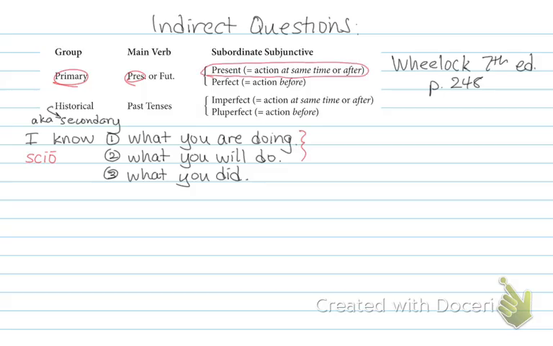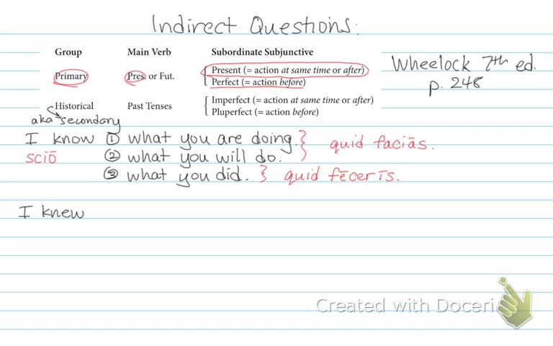Remember that same time or later are both shown with the present subjunctive. So scio quid facias is both I know what you are doing and I know what you will do. There is ambiguity there in the Latin, but not in the English. I know what you did. Now we want to show action that happens before the main verb, so we use the perfect. Scio quid feceris.